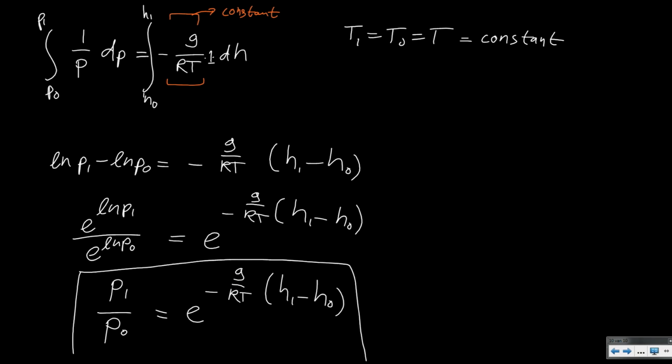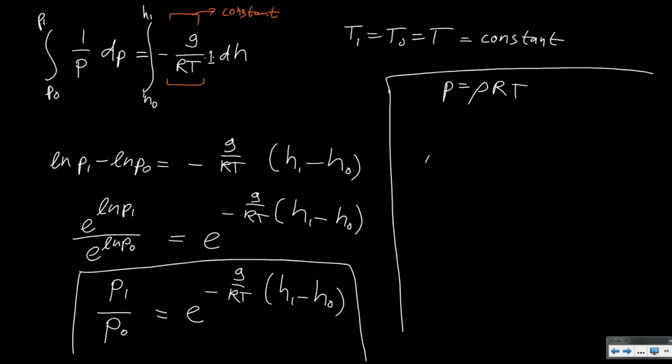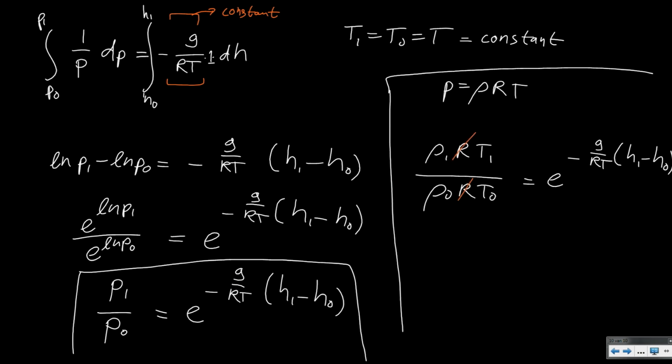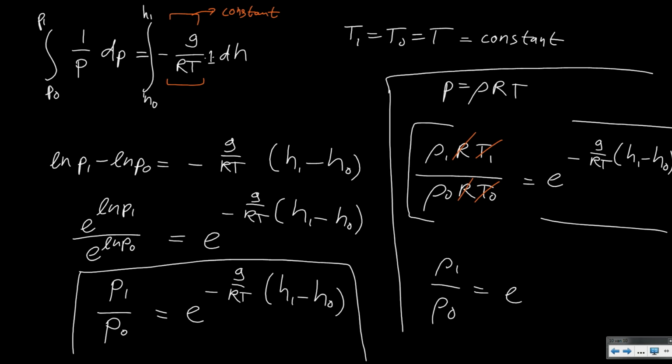For pressure, what happens for density? Well, for density we substitute again P by rho RT. So it means that we get rho 1 R T1 divided by rho 0 R T0, which is the same as P1 divided by P0, equals e to the minus g over RT times (h1 minus h0). What happens now? Well, the R goes out, but the funny thing is that also this time the T goes out, which means that in the end the relation for density is the same as the one for pressure. So the equation becomes this one, which we already had for the pressure.